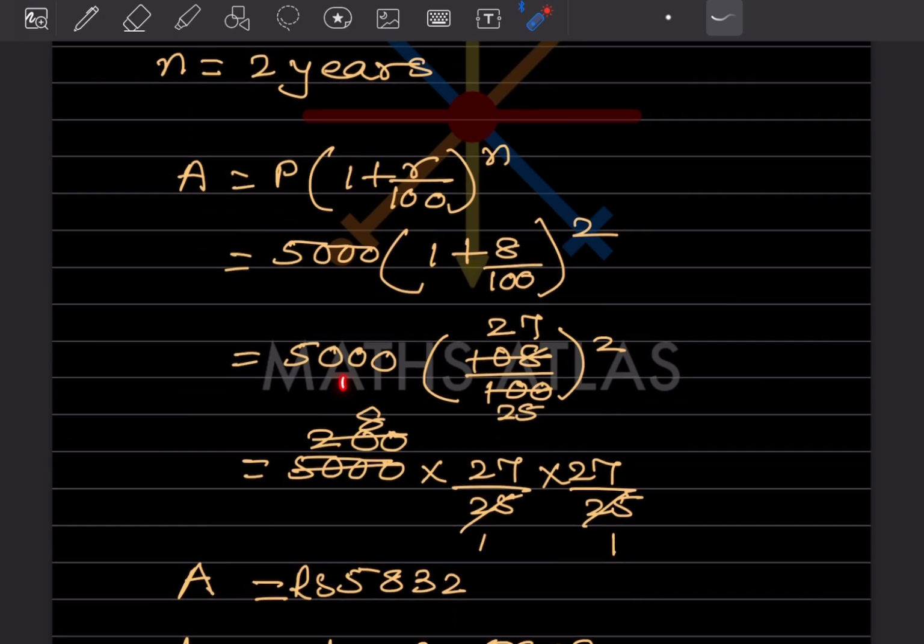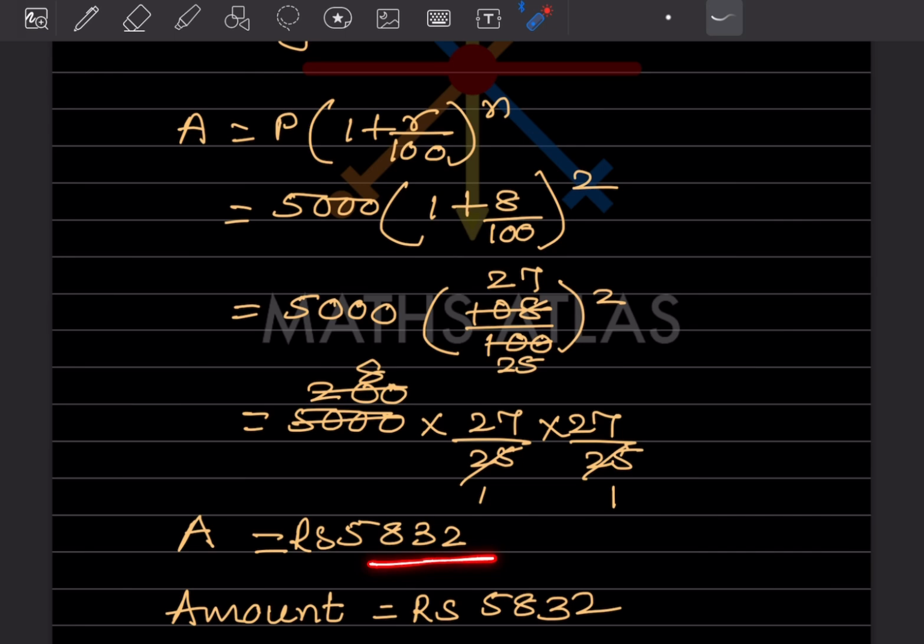So here 5,000 will be written as it is, and the power 2 applies only to this part, which is multiplied twice. So 27 by 25 into 27 by 25, and after simplifying we get 5832. So the amount is 5832.